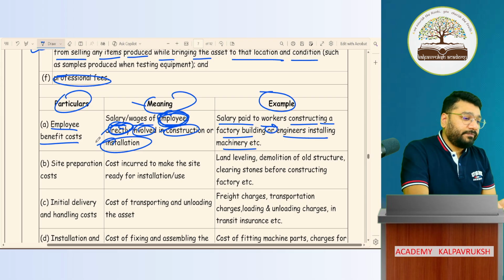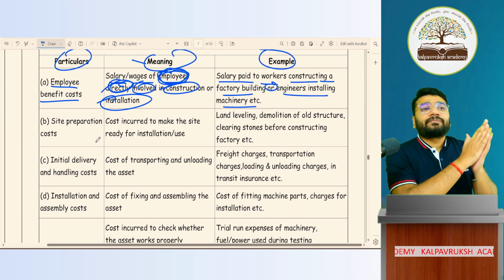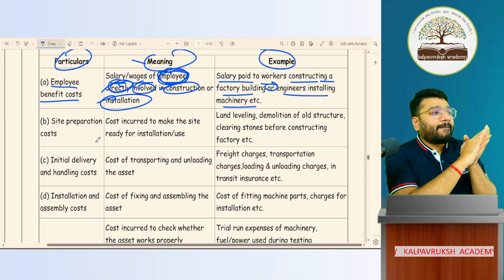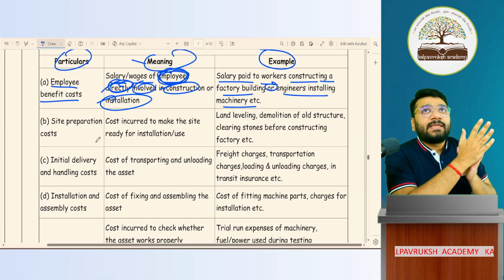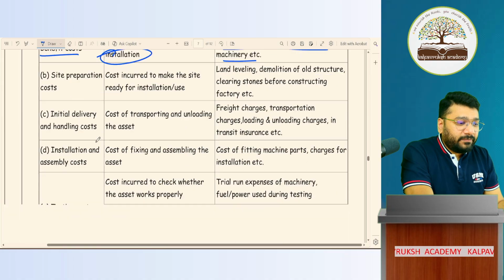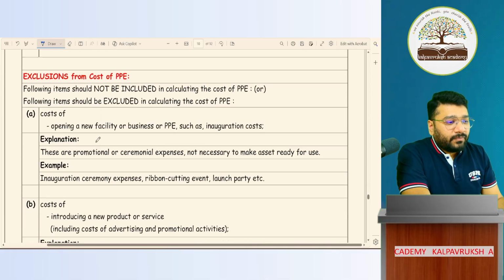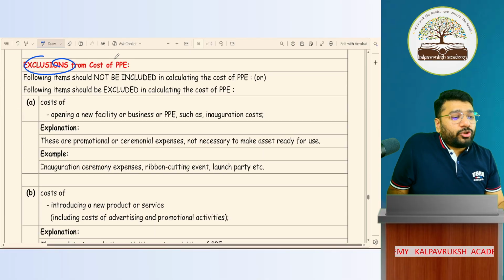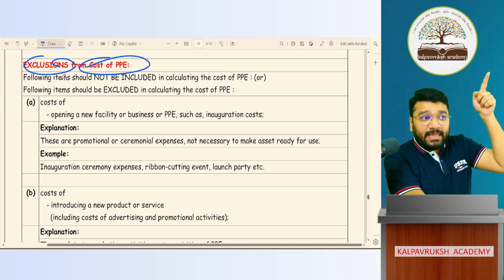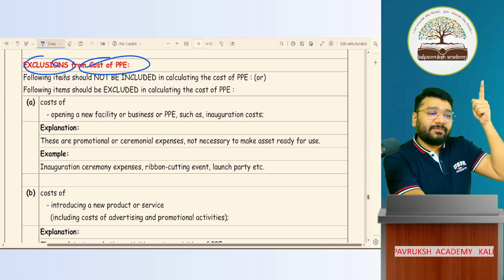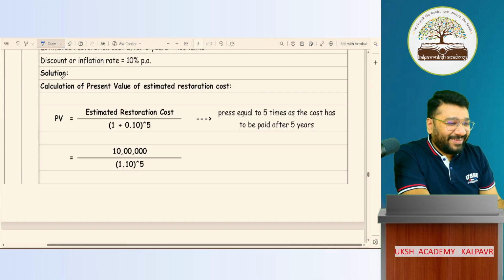Okay. This example, I'll give it not here. I have one more example in mind, but that I will give it here, where there are some exclusions from cost of PPE. That example, what came to my mind just now, I'll give in some time.